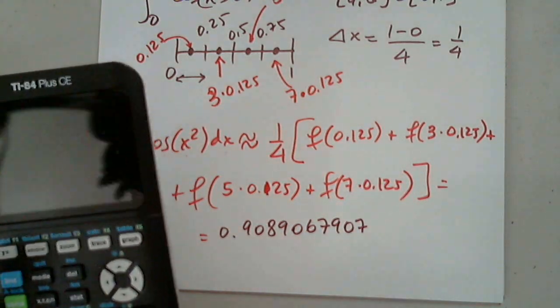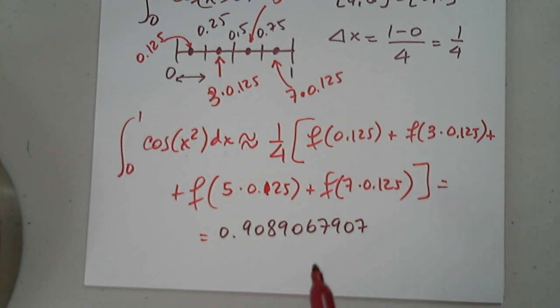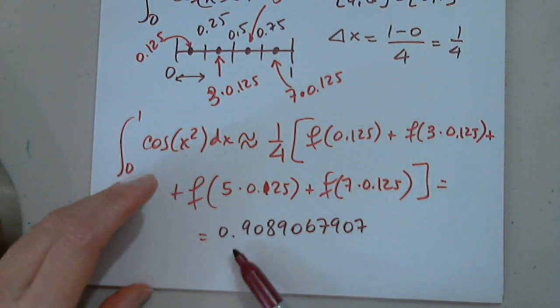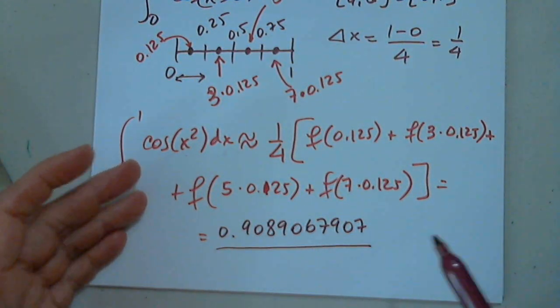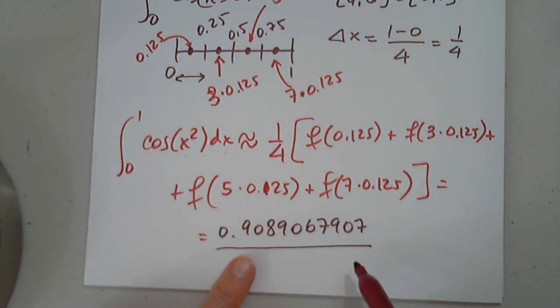0.9089067907. So it depends on what the problem is asking, maybe 2 decimal digits, maybe 4, who knows. I copied the whole thing. So this is the approximate area.